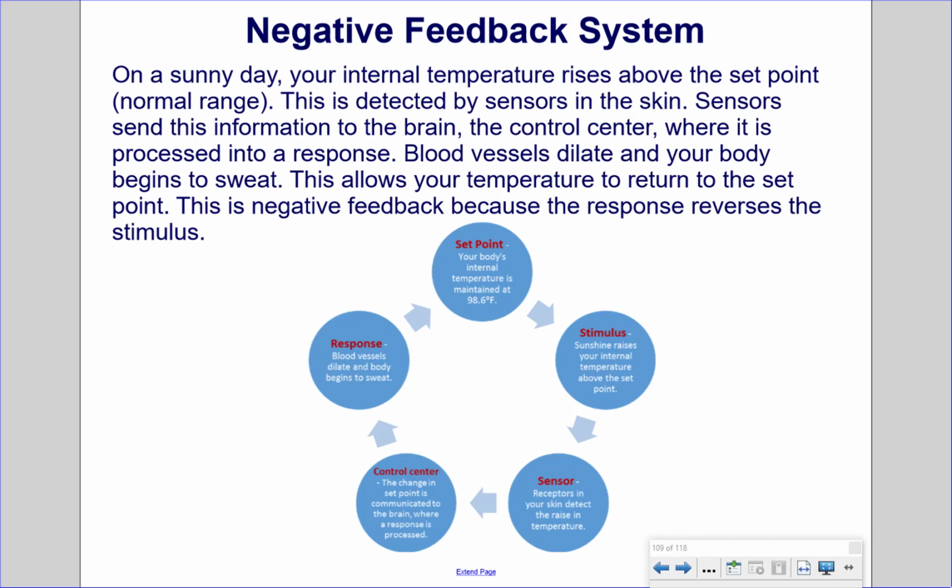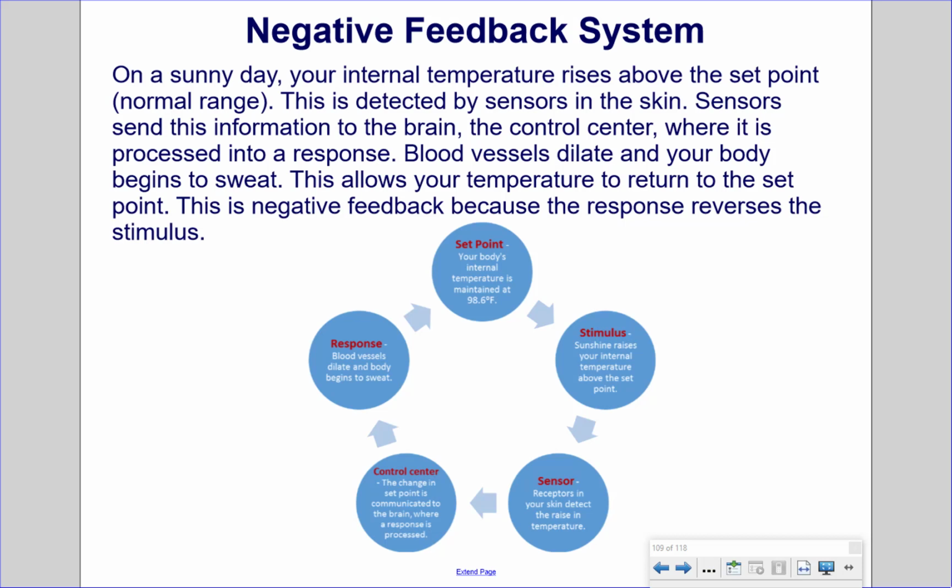Negative feedback system. On a sunny day, your internal temperature rises above the set point, the normal range, which for most people is about 98.6 degrees Fahrenheit. This is detected by sensors in the skin. Sensors send this information to the brain, the control center, where it is processed into a response. Blood vessels dilate, and your body begins to sweat. This allows your temperature to return to the set point. This is negative feedback because the response reverses the stimulus.